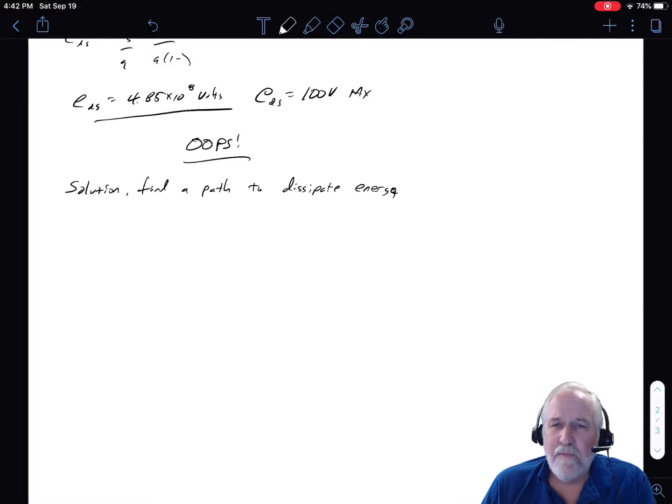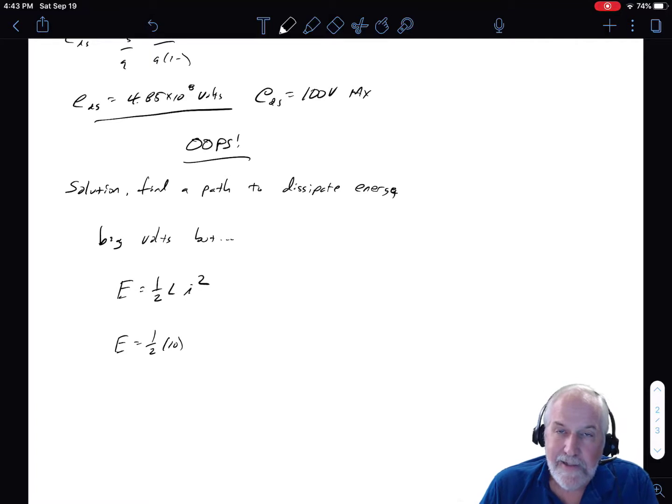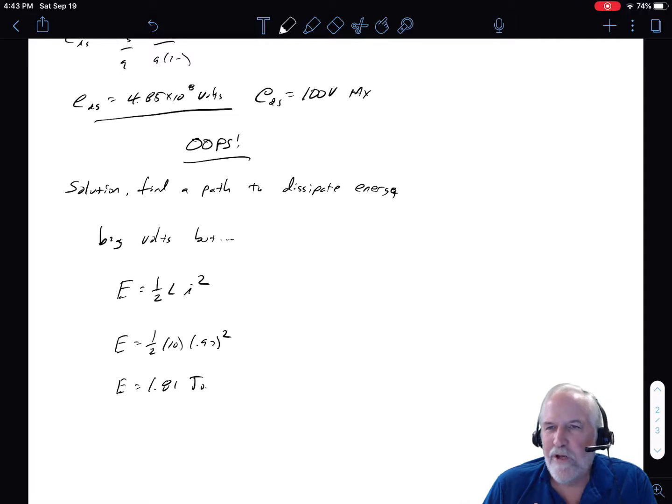So we want to make sure this doesn't happen. So we have to dissipate the energy, right? The inductor, you think of it almost like a spring. It can store energy due to the current that's in it. And we can calculate that energy through a very simple relationship that says E is 1/2 L I squared, right? And at steady state, I is 0.97. We know L is 10. And we can calculate it's about 1.8 joules.